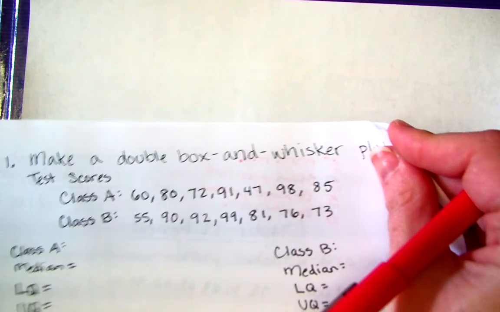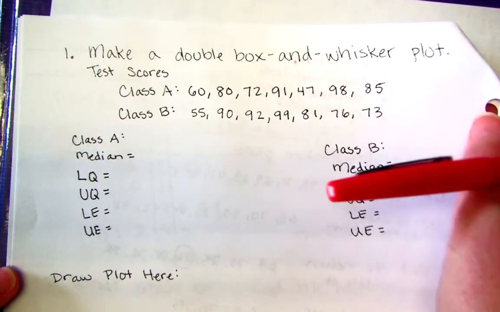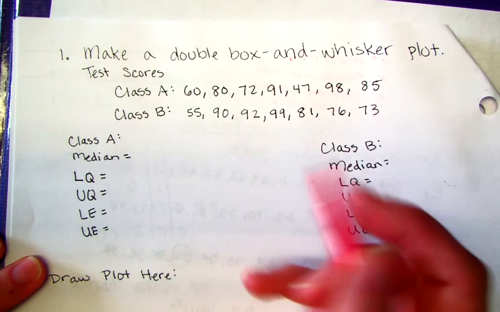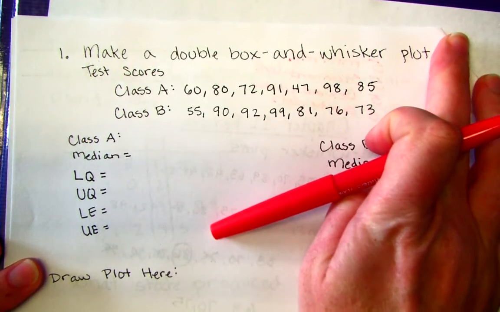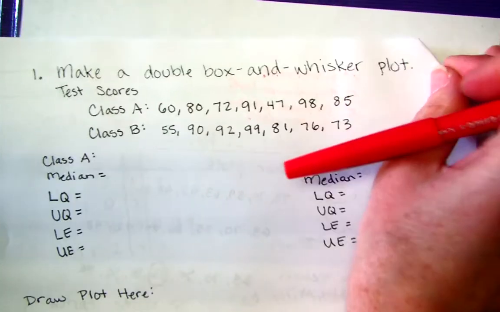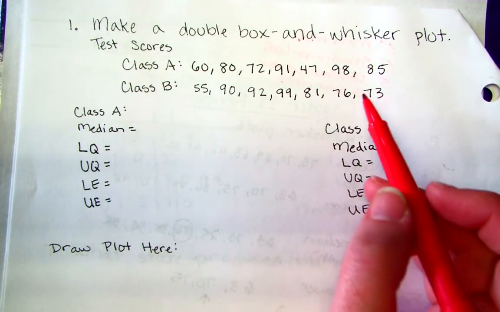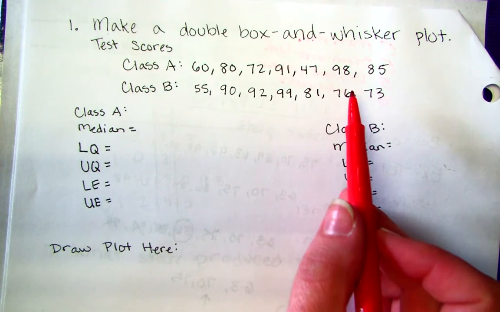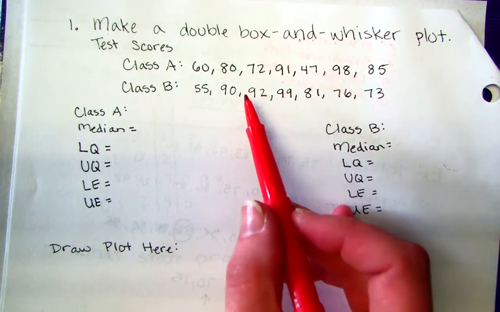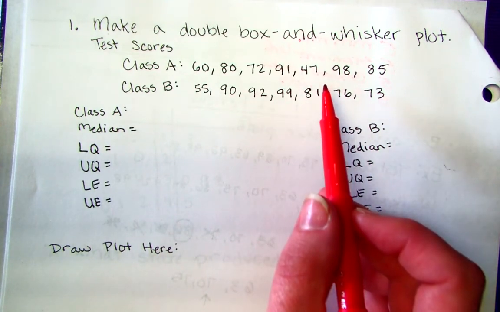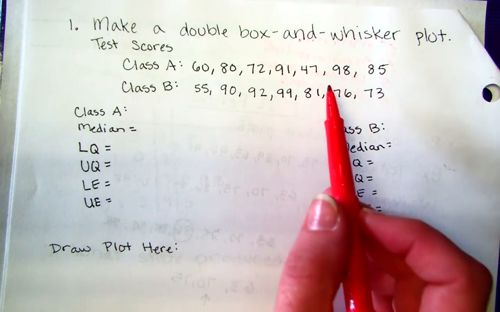And so we're going to make a double box and whiskers. So we have 2 class sets. And remember, the very first thing you need to do is put it in order from least to greatest. This is the most common mistake that students make, is they don't put it in order. And mathematicians like things to be in order, so whenever you're thrown numbers of any kind, you're going to want to put them in order.